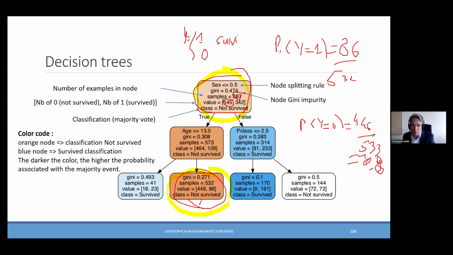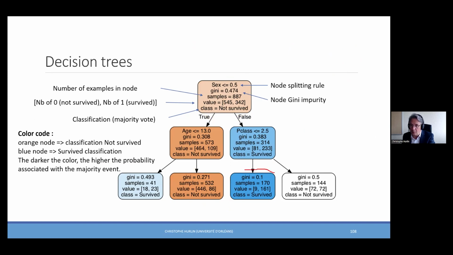This is the same for the blue color. Here, the probability to survive is higher than here. So you have an indication with the color and with the darkness of the color. And here, this is a very particular case because, as I mentioned before, there is an equiprobability to survive or not. And so the model does not know if it's orange or blue. So there is no color.